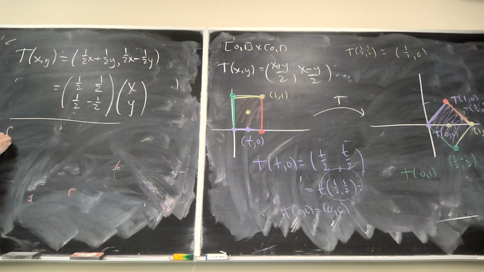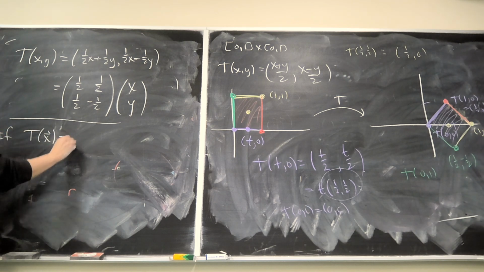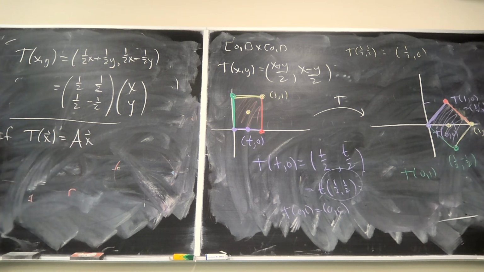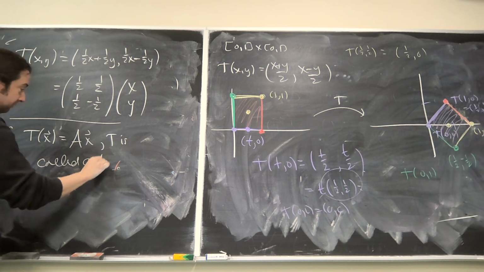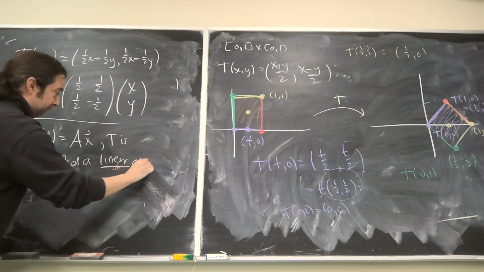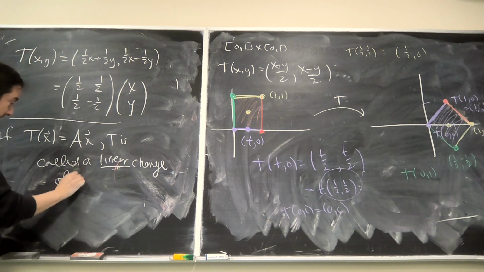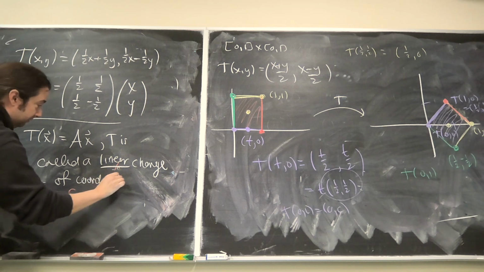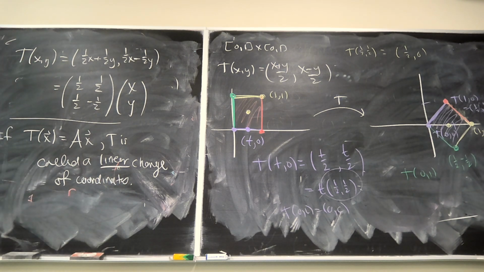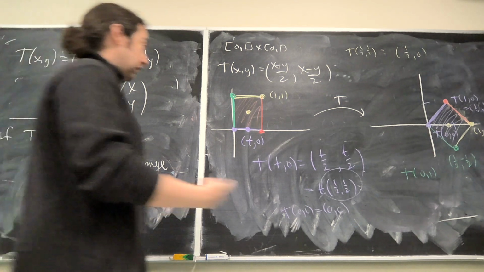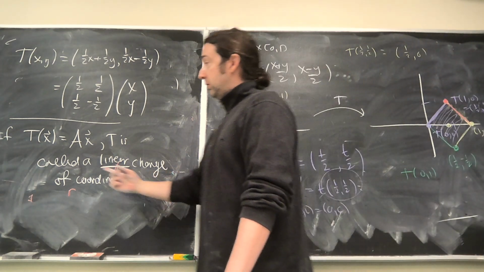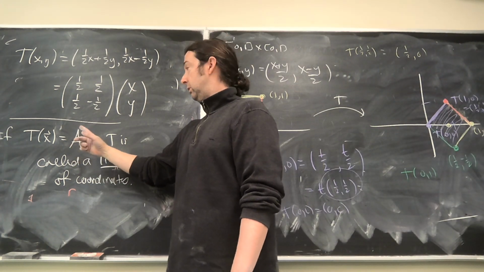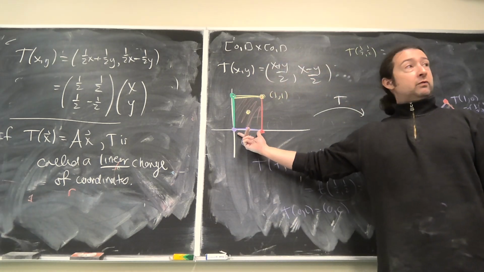So if T of x is equal to Ax, T is called a linear change of coordinates. And linear changes of coordinates are very easy to understand for the following reasons. I don't know if this turns out to be a theorem. If you have a linear change of coordinates and the determinant of the matrix isn't 0, then lines map to lines and the vertices map to vertices.